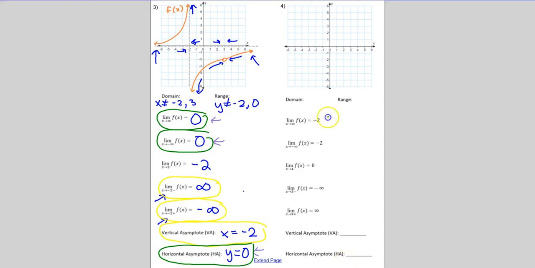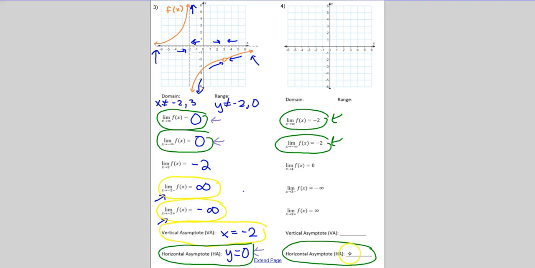The limit as x goes to infinity and the limit as x goes to negative infinity correspond to your horizontal asymptote. And notice that it's telling us that the y values are getting close to -2 in both of those cases. So our horizontal asymptote is going to be y equals -2. So we can sketch that on the graph.